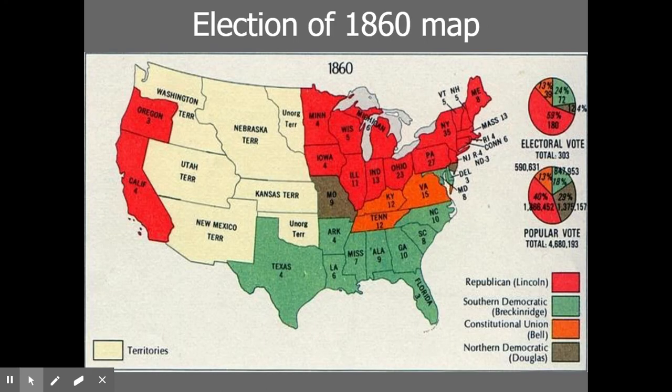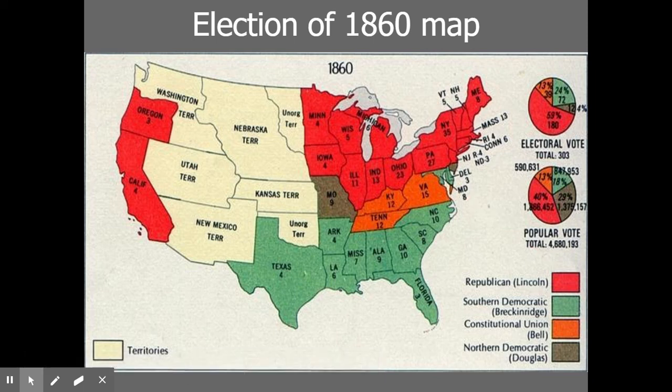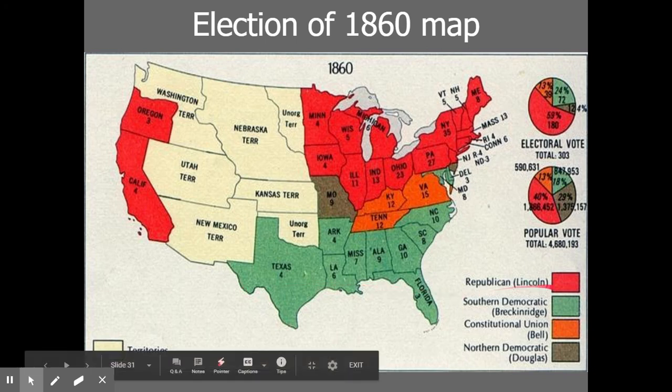Here's how the map plays out. Lincoln is in red, and you can see all the free states up here. All the free states voted for Lincoln. So did California. So did Oregon. Notice that the map also gives you the number of electoral college votes for each state. Now look down here.